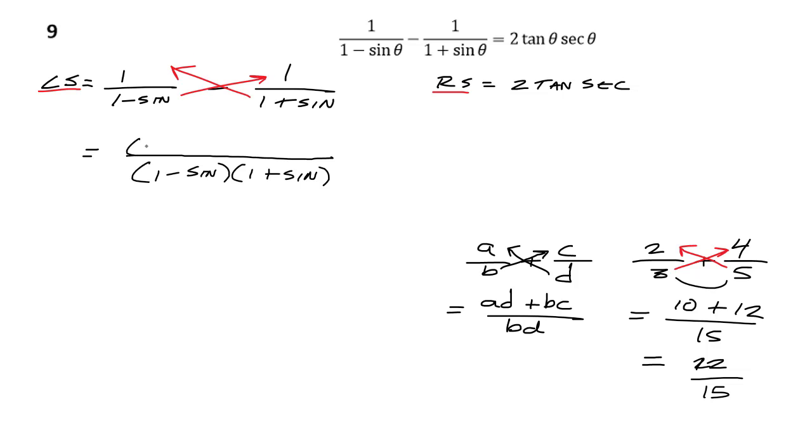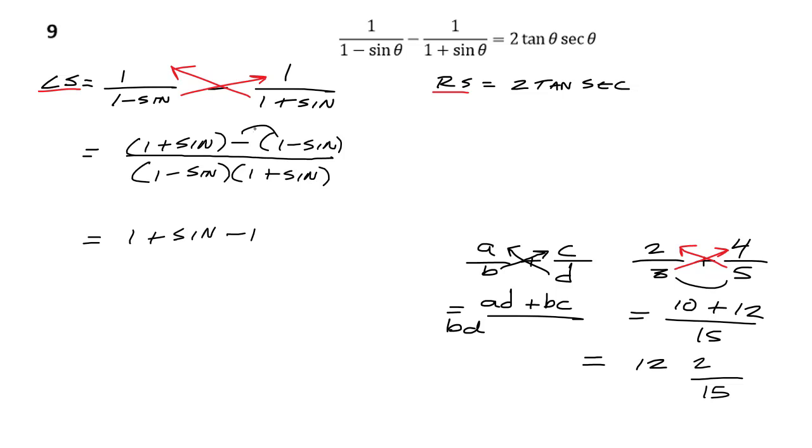So I end up having, let's be careful, I'm going to keep them in brackets for now, 1 plus sine minus 1 minus sine. Now we have to be careful. You have to have brackets because you're going to have to distribute that negative, right? All right, so let's do that. Let's start cleaning things up. So on the top, we have 1 plus sine minus 1 minus negative sine plus sine, right?